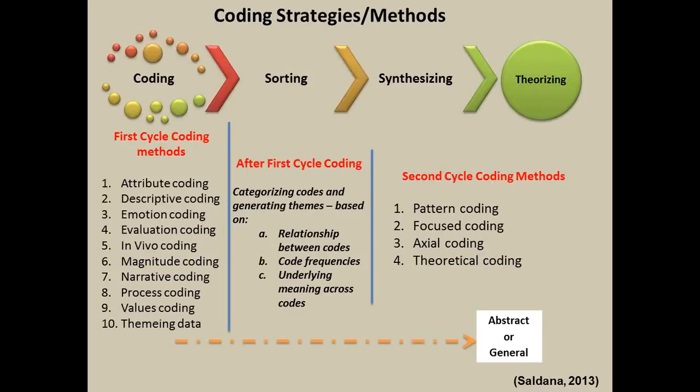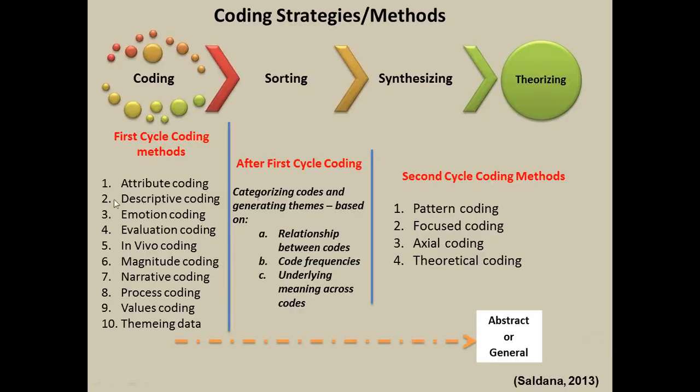So for phenomenology and other approaches, you will stop after you have developed themes and categories. But those who are doing grounded theory, you have to go to the second cycle coding, where we talk about the pattern coding, focus coding, axial coding, and also theoretical coding. So it all depends on the approach. If you are not using grounded theory, then you start with the first cycle and end after the first cycle coding. You have your categories and you have your types, and you are done.